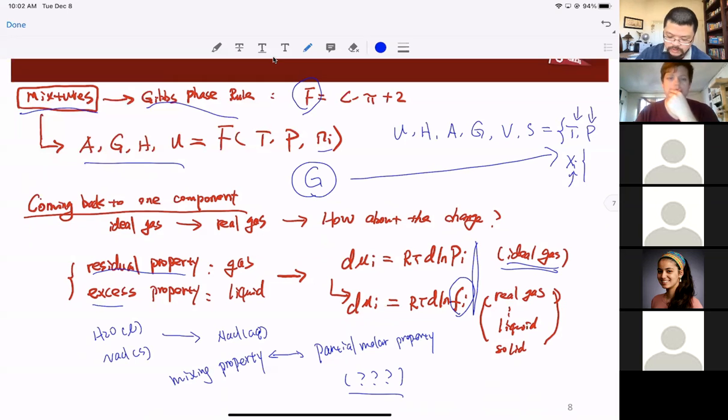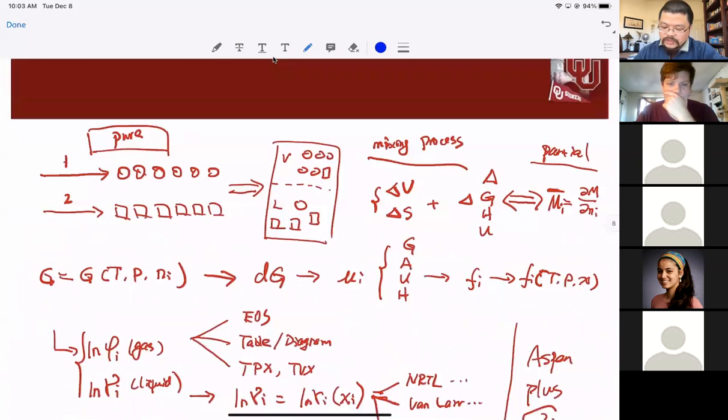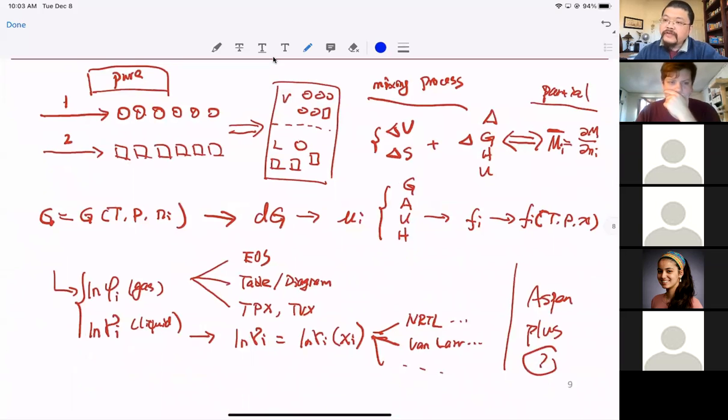Okay. Or in other way, I can turn that into more like a definition type of discussion, right? So now moving forward, I hope those discussions will still be fresh in your memory. Say this is a mixing process, a partial mixing process, partial molar property discussion, and then moving forward, we are having two different chapters.